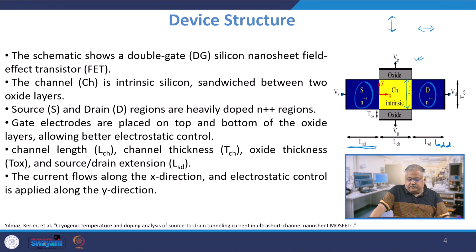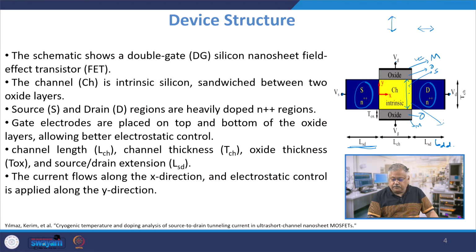Now, the channel is basically an intrinsic channel, with very low doping. By Dennard scaling law, a very low doping will be there. And this low doping region is sandwiched between the two oxide and metal layers at the top and the bottom, right? There is an oxide layer here, and the black color is basically the metal gate. So, this is M, this is O, and this is S on this side, and this is M on this side, O, and S on the other side.